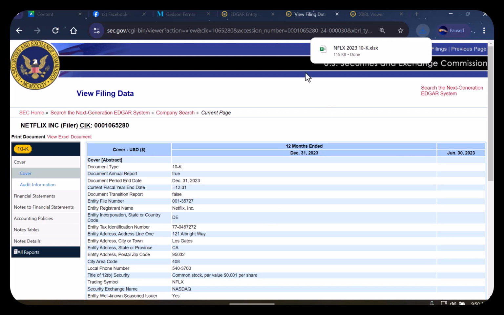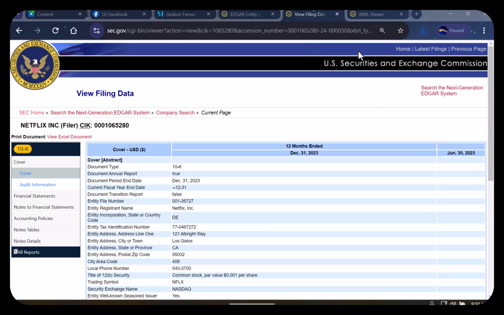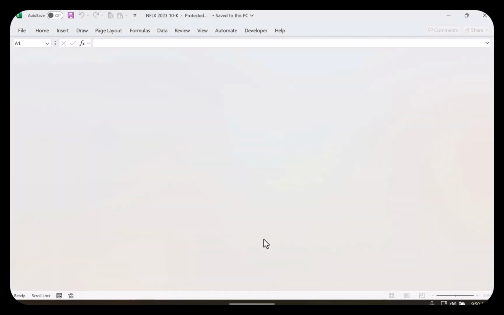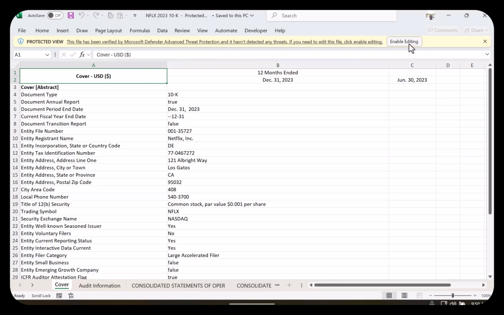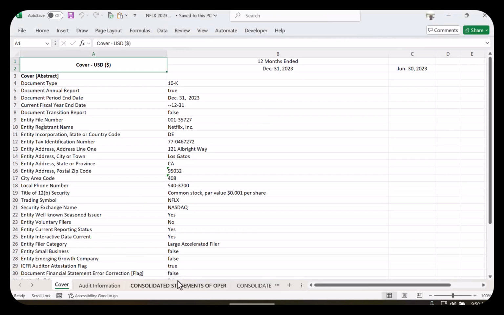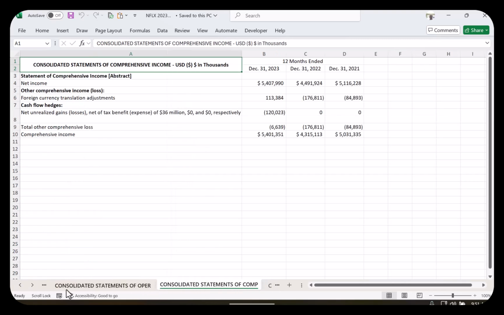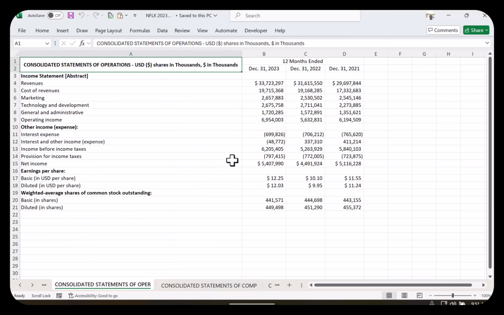Netflix has a fiscal year that ends at the end of December. Okay. Let's look at, they call it statement of operations.